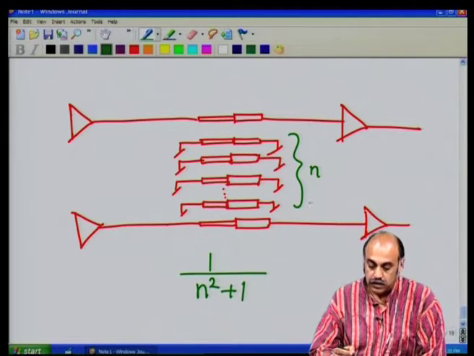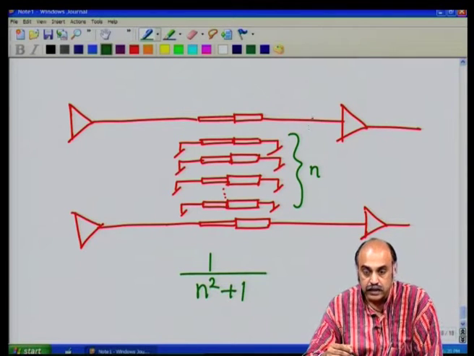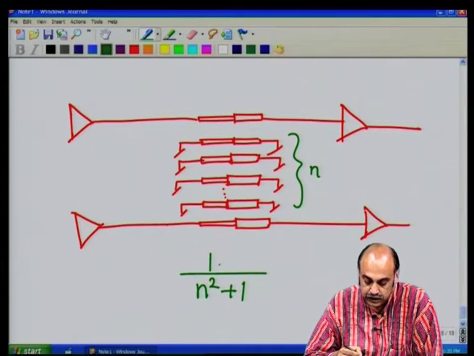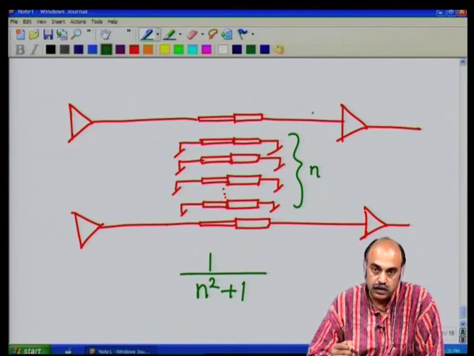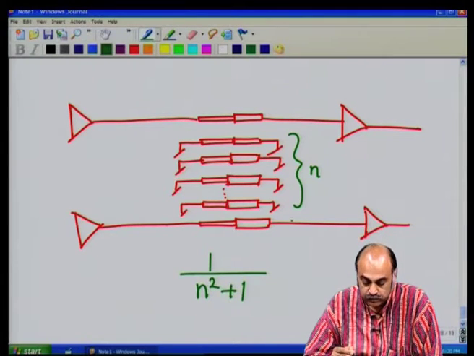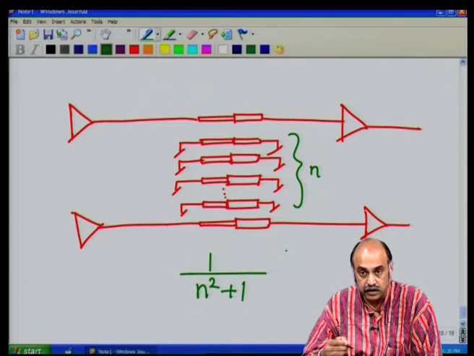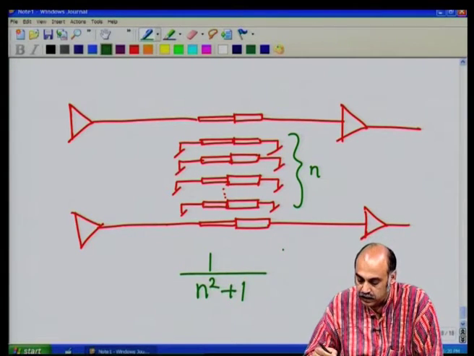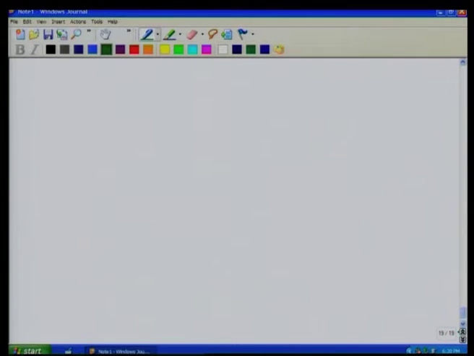So, whatever crosstalk would have been there if there were no ground lines, that divided by n square plus 1 will be the crosstalk with the ground lines. So, this way interposing ground lines at the connector points and also in between track routings will significantly reduce crosstalks in high speed circuits.